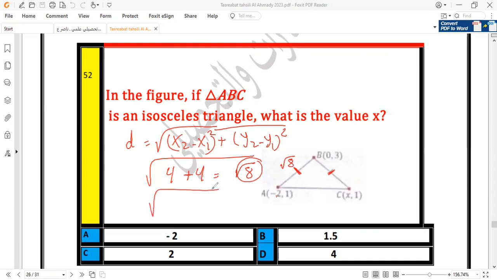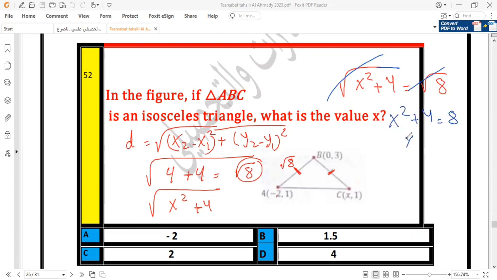Here also the same: x minus 0, x squared, plus 1 minus 3, negative 2 squared, 4. So here the square root of x squared plus 4 equals the square root of 8. The two sides are congruent. Square both sides to cancel the square root. So here x squared plus 4 equals 8. So x squared equals 8 minus 4, which is 4. So x equals 2. So the value of x here equals 2.